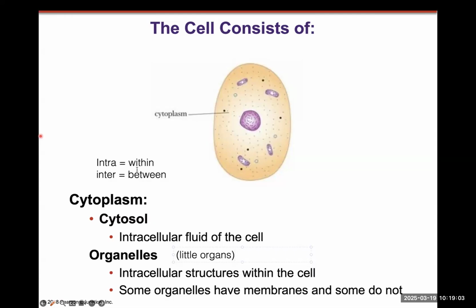So cytoplasm is comprised of cytosol, which is the liquid part, plus the organelles, which is the solid part. So that's what cytoplasm is comprised of. Let me clear the writing. Let's go on to the next slide.